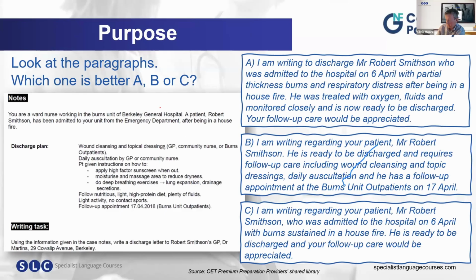So in this case, the paragraph which does that the best is paragraph C. And if we read this through, we can see, I am writing regarding your patient, Mr. Robert Smithson, so name of patient, who was admitted to the hospital on 6th April with burns sustained in a house fire. That's the context. He is ready to be discharged and your follow-up care would be appreciated. That's the request. So what's the problem with the other two?